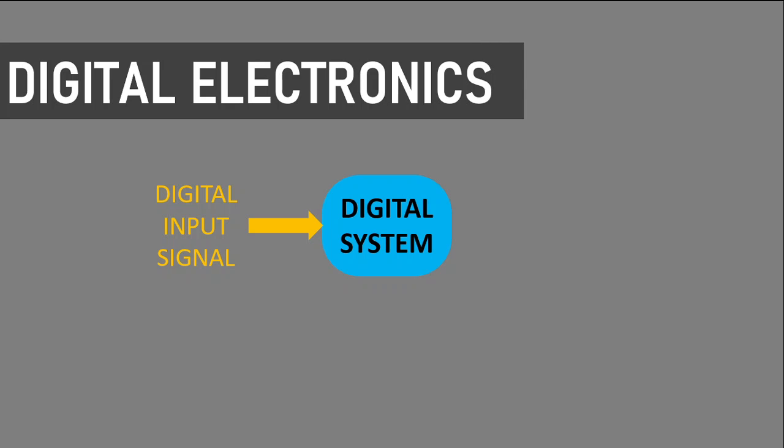These digital systems accept a digital signal as an input, process that signal, and give you output in the form of a digital signal only. That means it will have either high or low as an input signal and high or low as an output signal. There won't be any intermediate stages between high and low or low and high. Either the signal will be directly low or directly high.